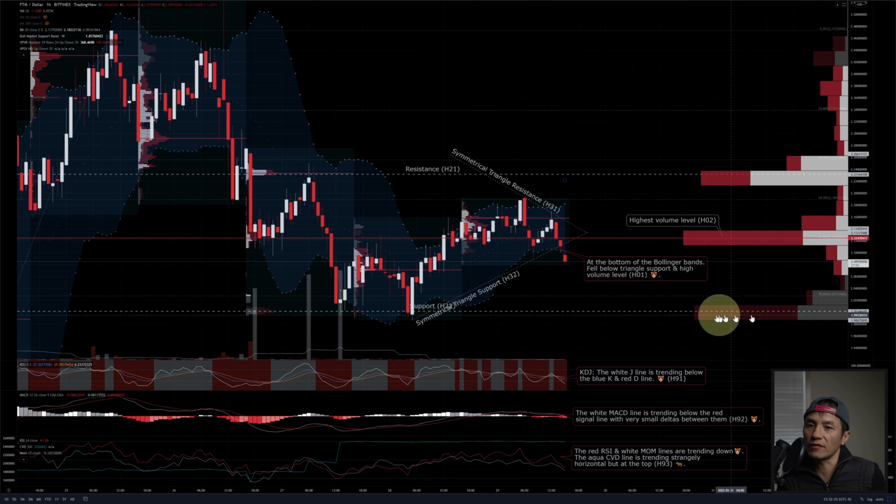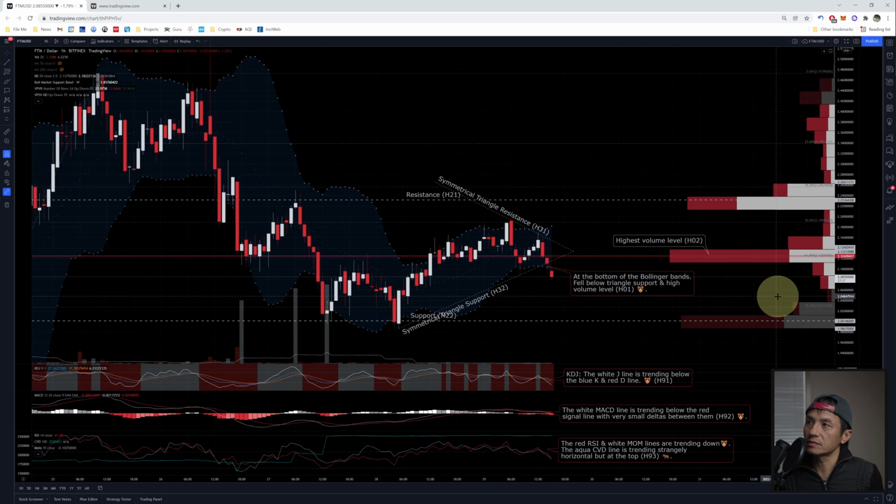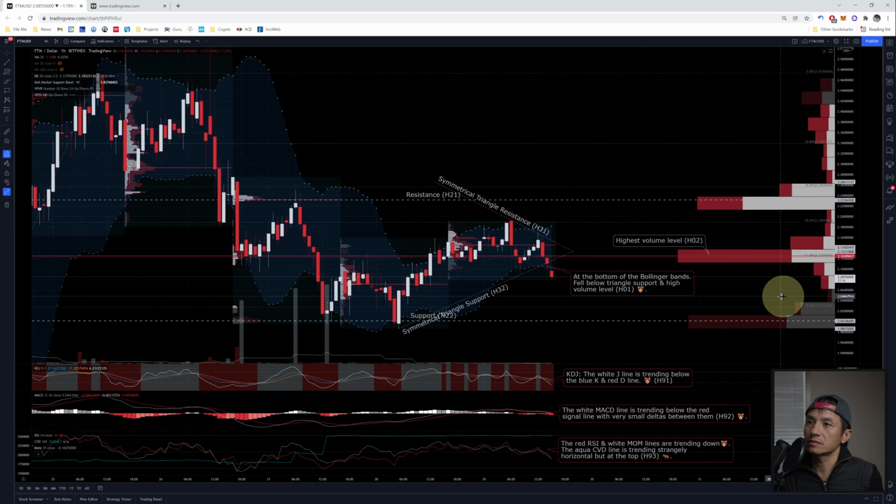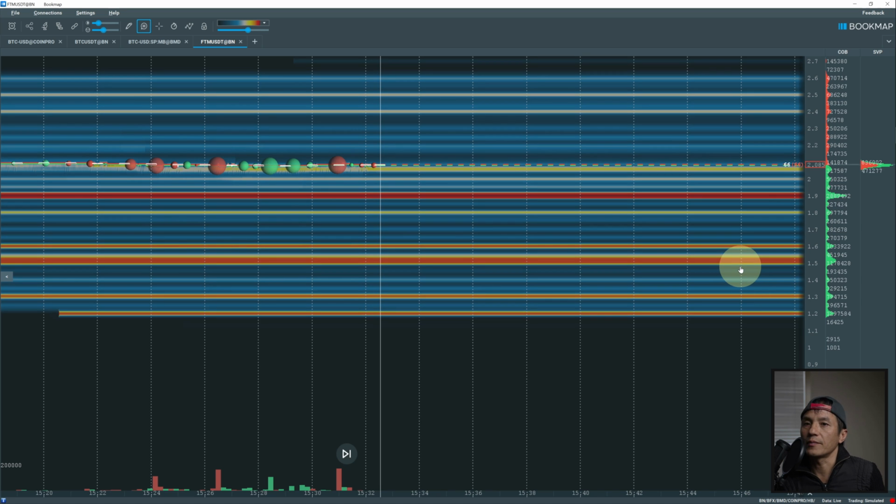And this support level down here, you have a lot of volume down here. So I could see FTM dropping further down into this zone here. All right, let's go to the buy and sell walls. This is FTM here. We can see this is where it's currently at.